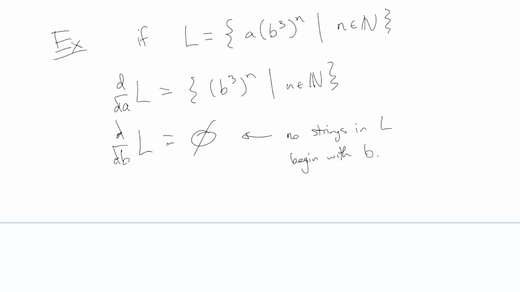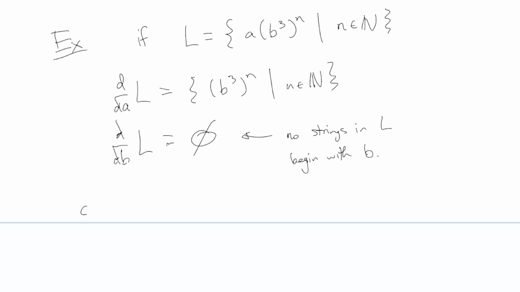That's how you do the derivative. You find all the strings which start with a b, and then you take that b away. But if there aren't any, then you just don't get any. All right? We can also do other derivatives.